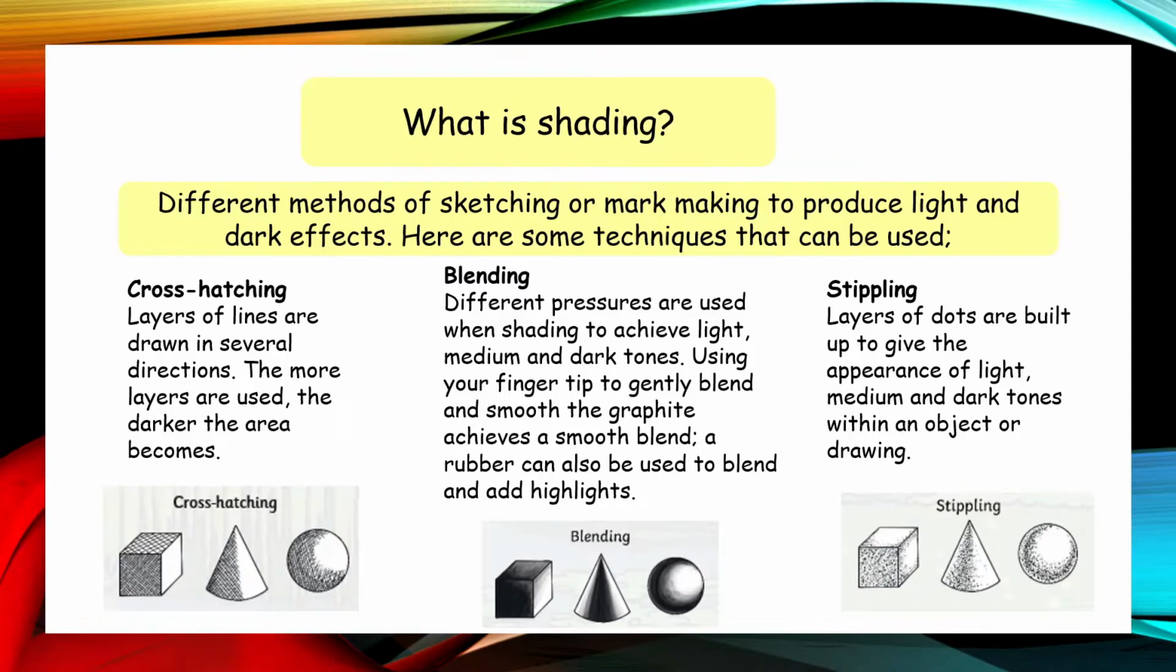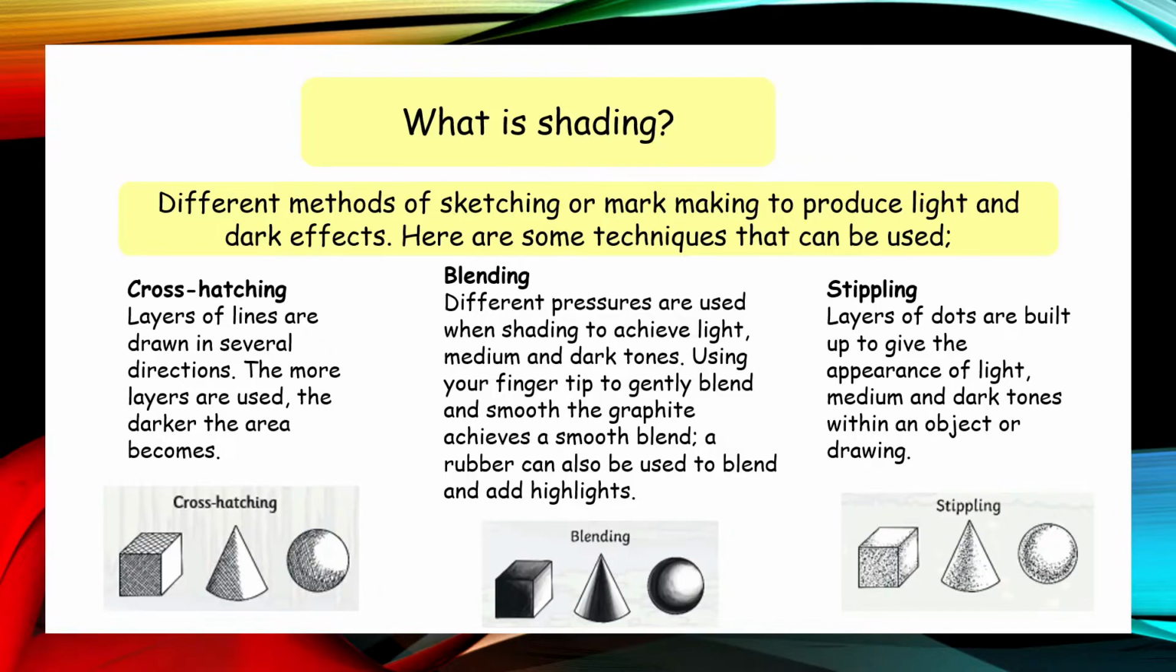Now, there are different methods of shading. So what is shading? It involves sketching or mark making to produce light and dark effects. Here are some techniques that can be used. The first one is called cross-hatching, and it involves layers of lines which are drawn in several directions. The more layers that are used, the darker the area becomes. And below are some pictures of shapes that have been sketched using cross-hatching.